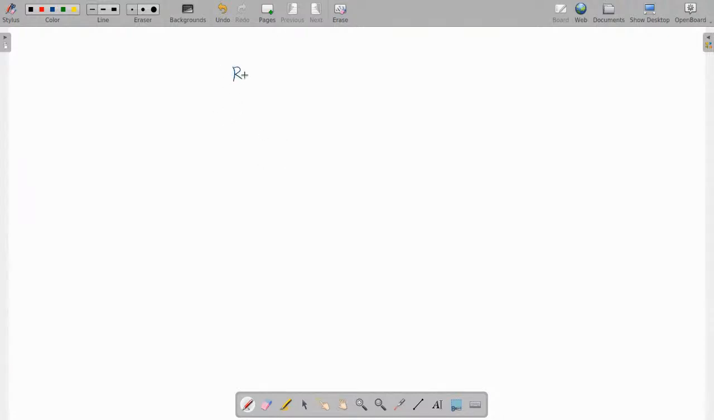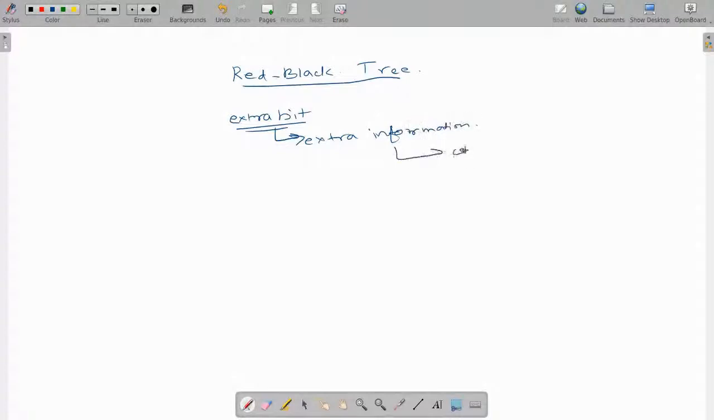The red black tree is again a self-balancing tree, or we can say an AVL tree, with just one difference: every node of this tree, apart from just containing the data and the left child and right child pointers, also contains an extra bit. Extra bit means extra information. And what's that extra information? That extra information is of the color. That is, this color can be either red or black.